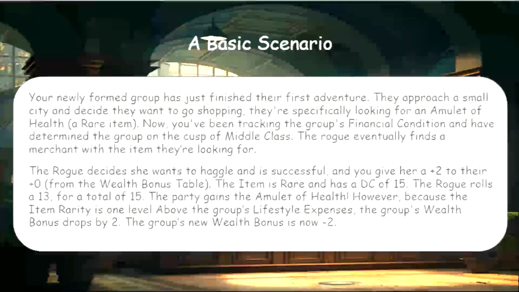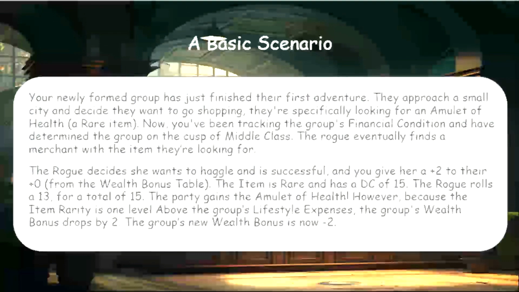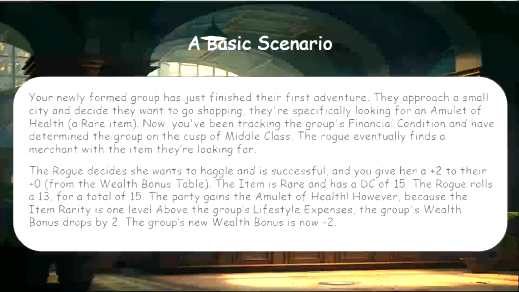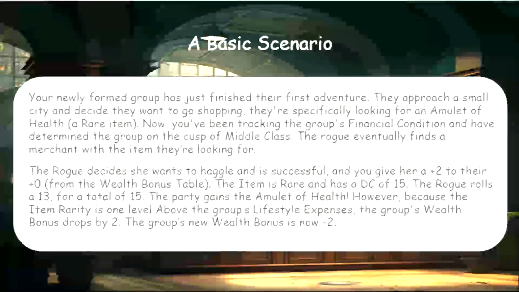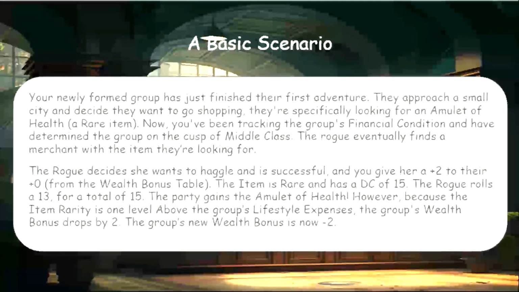However, because the item rarity is 1 level above the group's lifestyle expenses, the group wealth bonus drops by 2. So now the group's wealth bonus is -2. So in order to raise that wealth bonus back up, they can do that by adventuring or off-time activities, gambling, entertaining, working, and for every 100 gold they earn, you would increase that.